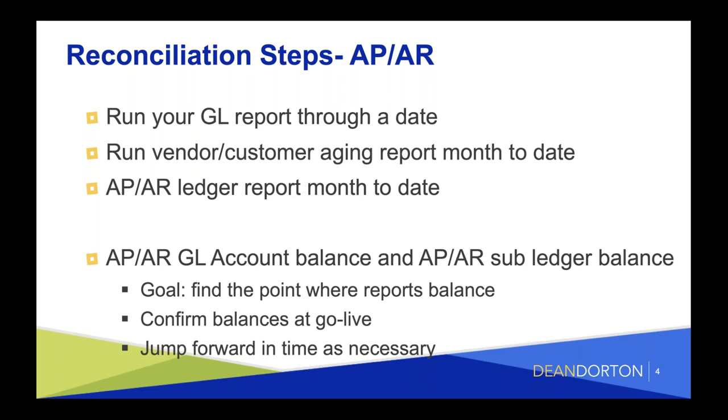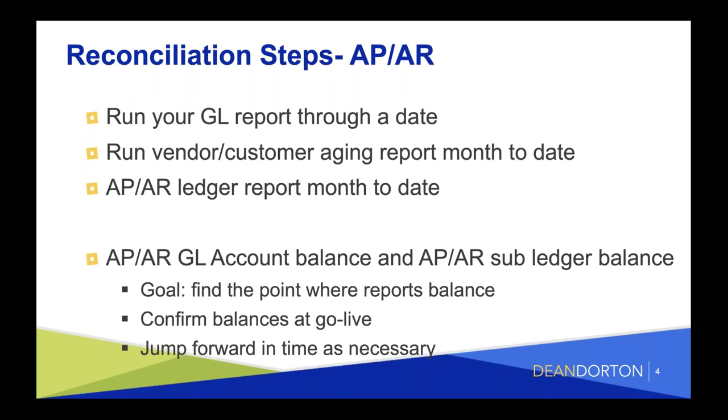So steps to reconcile. Again, some of this should be really basic to everybody. You're going to run your GL report through a certain date. You're going to run vendor customer aging reports. You're going to run AP/AR ledger reports, and you're going to compare the AP/AR GL account balance and the AP/AR subledger balance. Hopefully, when you look at it, at any point in time, it matches perfectly. If it doesn't, then that's where you begin to troubleshoot this.